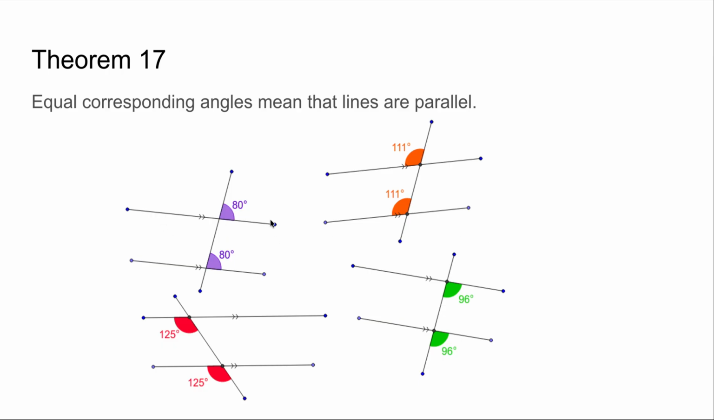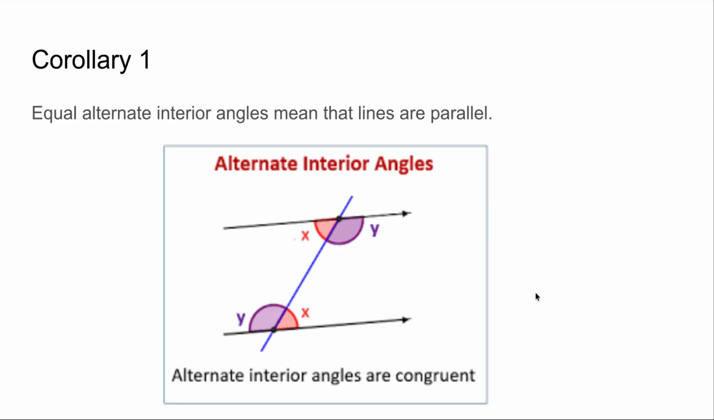Theorem 17: corresponding angles are equal. So if we have parallel lines and a transversal, each corresponding angle in the same position in relation to the parallel lines and the transversal are equal. Corollary 1. Alternate interior angles mean that lines are parallel.